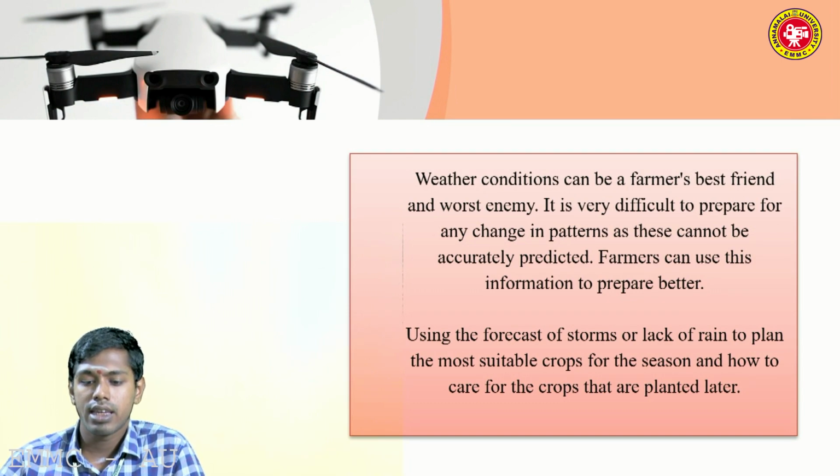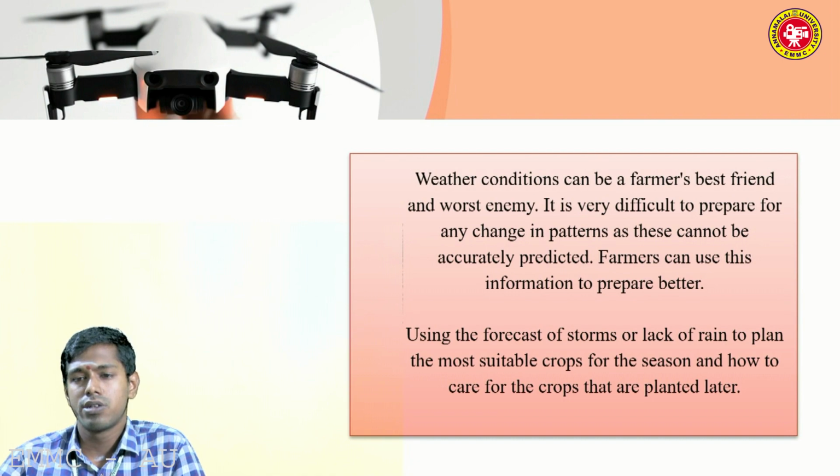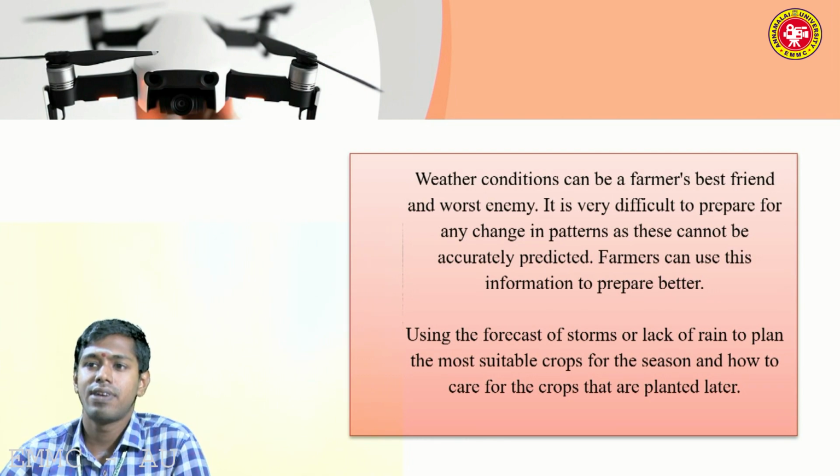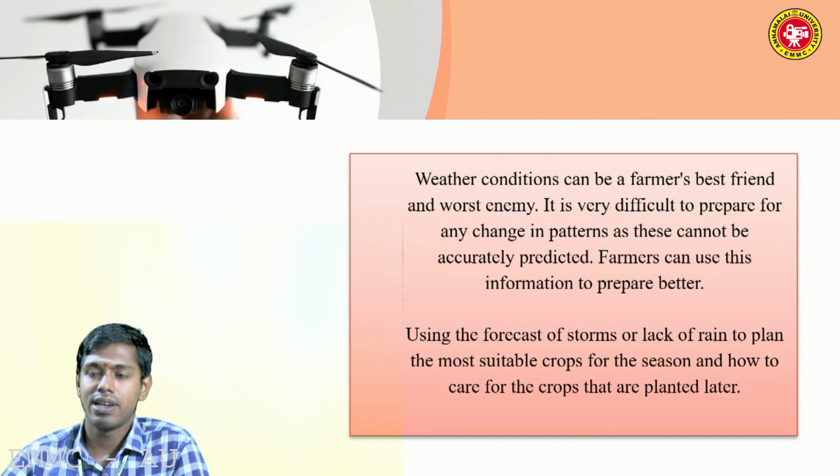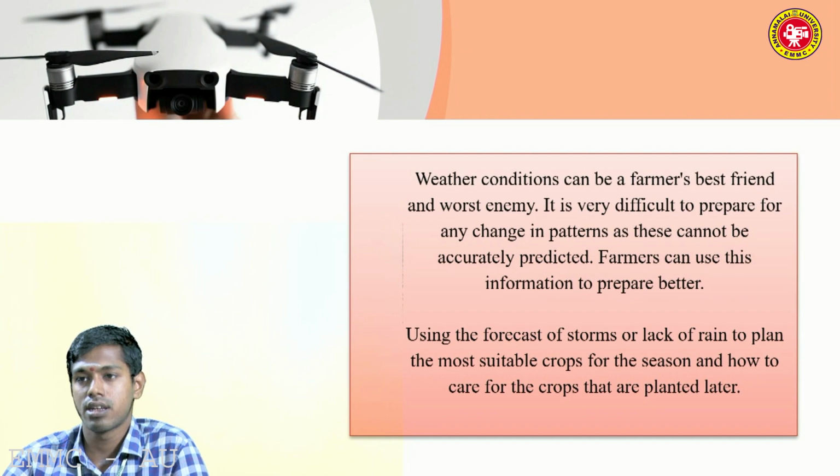Weather condition can be a farmer's best friend and worst enemy, because the Indian monsoon is a gamble, so it can change whenever it thinks. It is very difficult to prepare for any change in patterns, as this cannot be accurately predicted. Farmers can use this information to prepare better, using the forecast of storms or lack of rain to plan what is more suitable for the season and how to care for the crops planted later. These are the care that should be taken while using these drones.